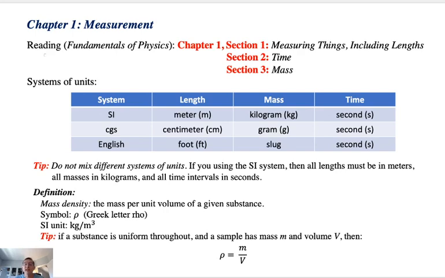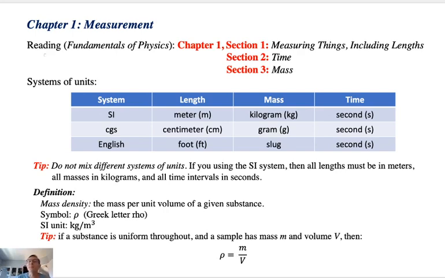In other words, in a given calculation or a given problem, you can't have a length in meters and a mass in grams, or a length in feet and a mass in kilograms. If you mix different systems, you know you're going to get the wrong answer. Okay, so those are the three systems of units we'll use, with SI being by far the most commonly used.